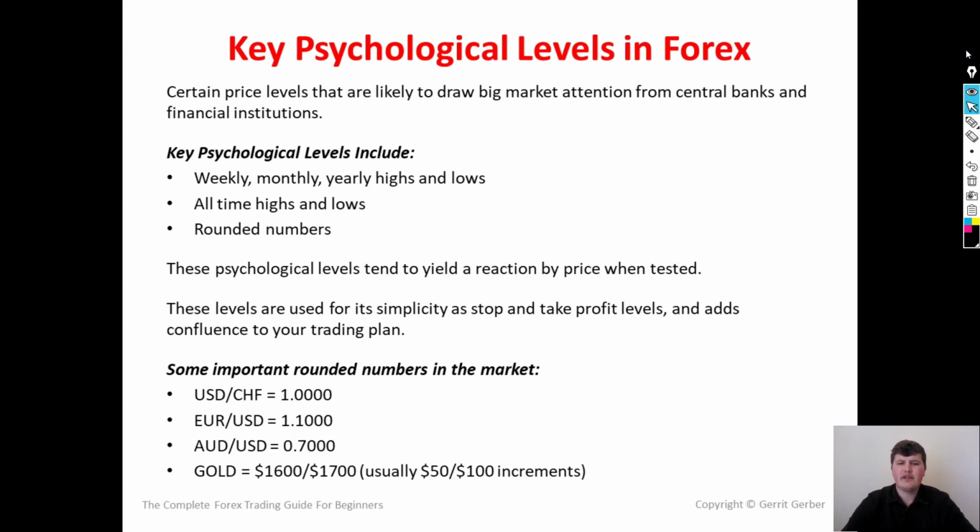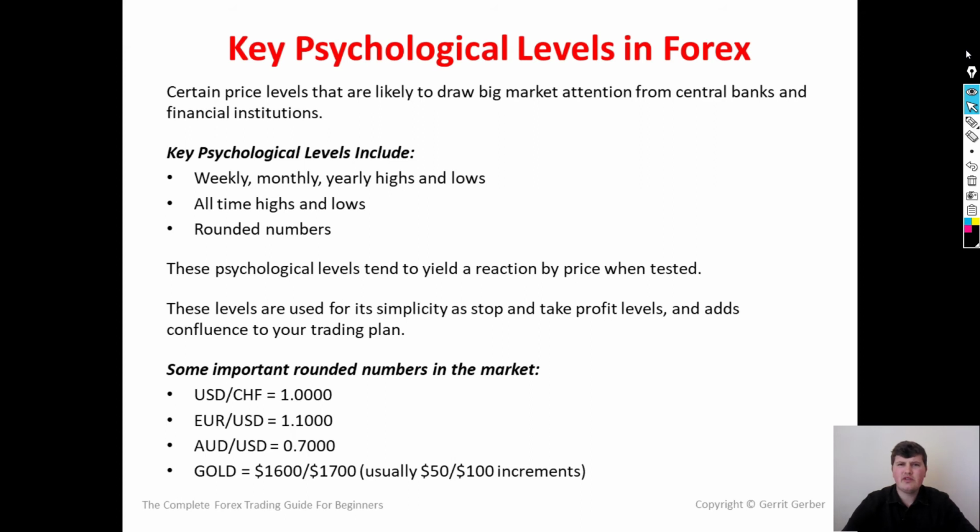Usually $50 to $100 increments for gold, and it just recently reached the $2,000 milestone, and it's the highest that gold has ever been. And immediately when gold reached the $2,000 region, it created a lot of volatility in the market. So there were a lot of orders at that specific rounded number in the market.